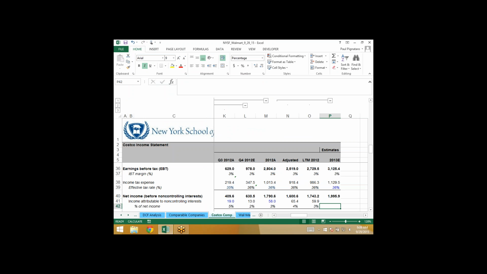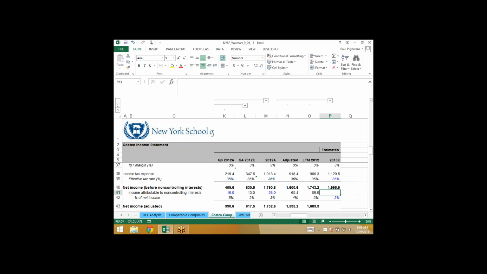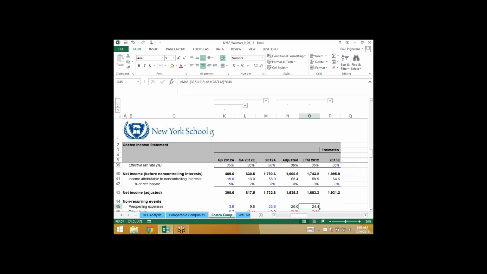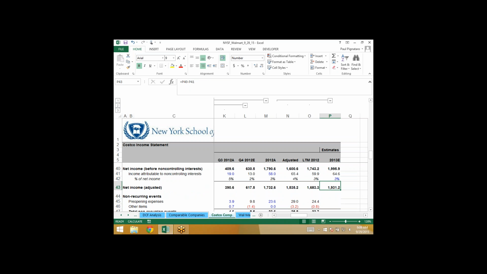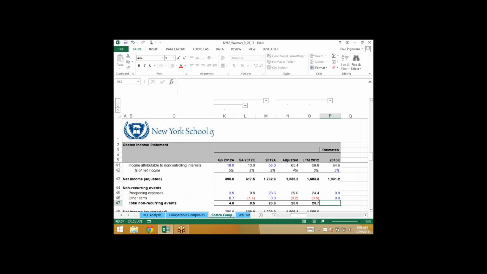And for net income attributable to non-controlling interests, I'm going to use 3% of net income. So let me know if you have questions on that. I don't want to get into too much detail with just making projections. We are beyond that. Non-recurring events, I make 0 for projections. They're not going to go anywhere.